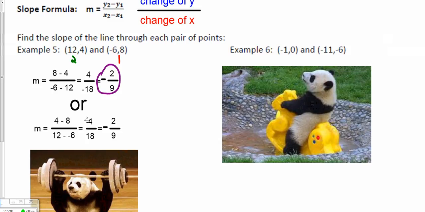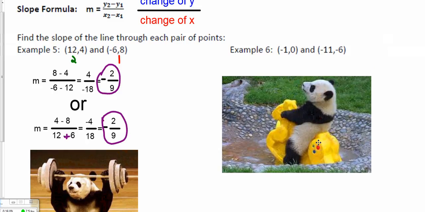So 4 minus 8 is negative 4. 12 minus a negative 6, minusing a negative, it's like adding it. So it's a positive 18. This one and this one, the signs are the only thing different. This was positive, now it's negative. This was negative, now it's positive. So it reduces to the exact same thing, negative 2/9. In the end, either way, with this as 1 or 2, or with this one as point 1 or point 2, we get the same slope.